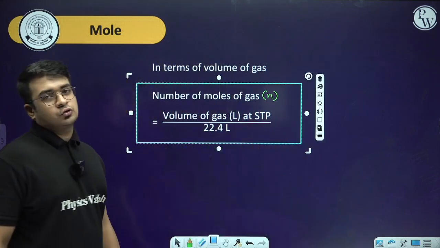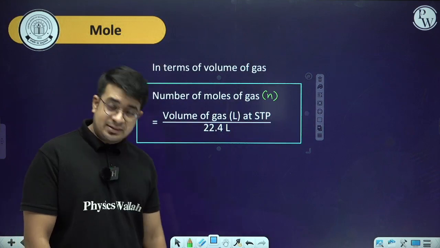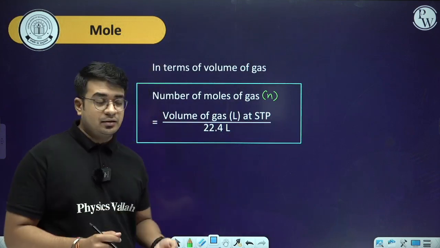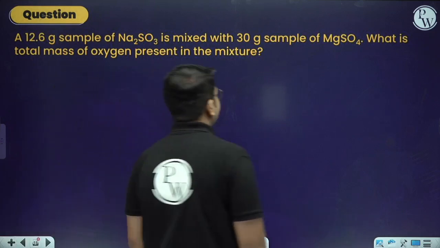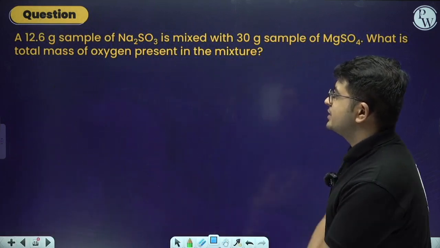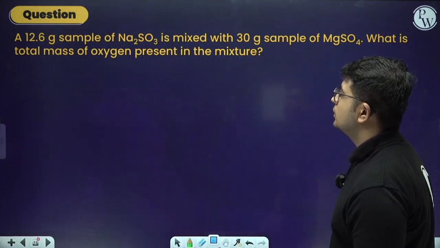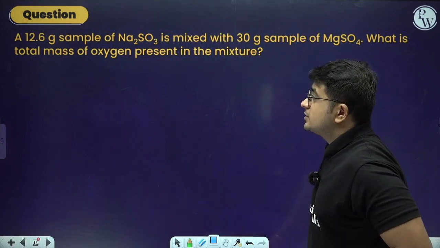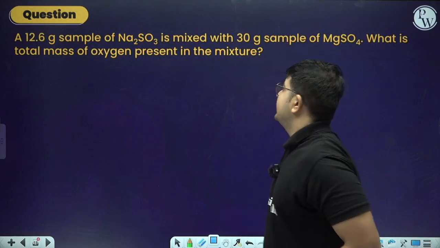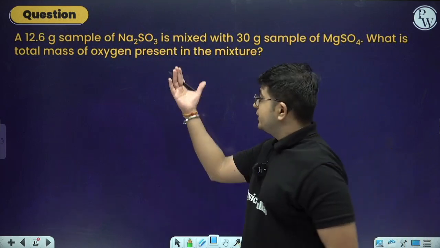Now you can solve all those questions which are present in your NCERT as well as NCERT exemplar. Now we have a very interesting question: a 12.6 gram sample of Na2SO3 is mixed with a 30 gram sample of MgSO4. What is the total mass of oxygen present in the mixture? So how can we calculate this?